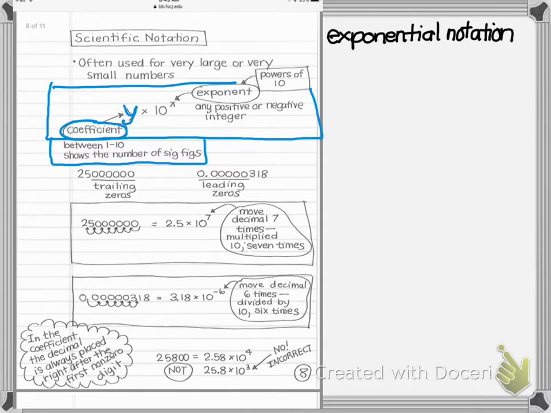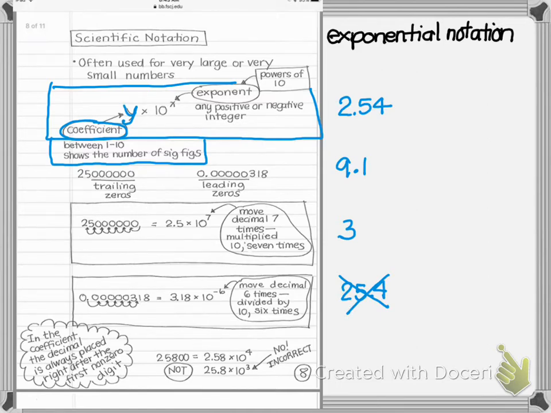So a coefficient might look like 2.54, or it could be 9.1, or it could be a 3. So it could be in a variety of forms. But notice that the number here is always between 1 and 10. So I would never have a coefficient that was 25.4. This would be an incorrect way to write a coefficient.